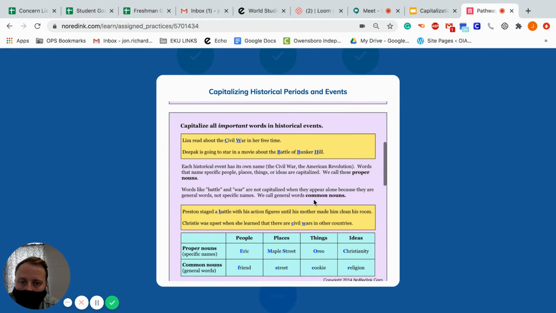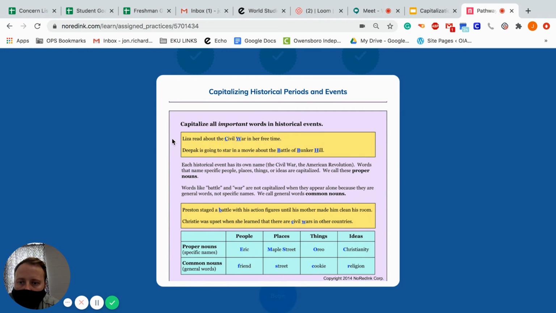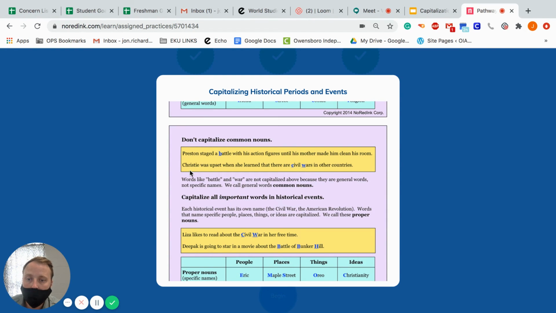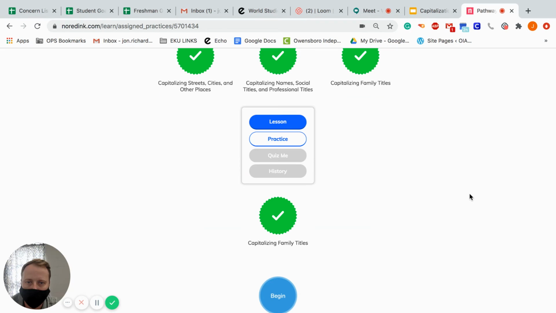Now, there is one confusing one like this. Liza read about the Civil War in her free time. It is specifically talking about the American Civil War. So you do capitalize it, okay? But if you were to say this here, Christy was upset when she learned that there are civil wars in other countries. It's not talking about the specific Civil War of the United States. So it's not specifically talking about that. So that's a little confusing, so be careful with that one. So let's look at this practice.